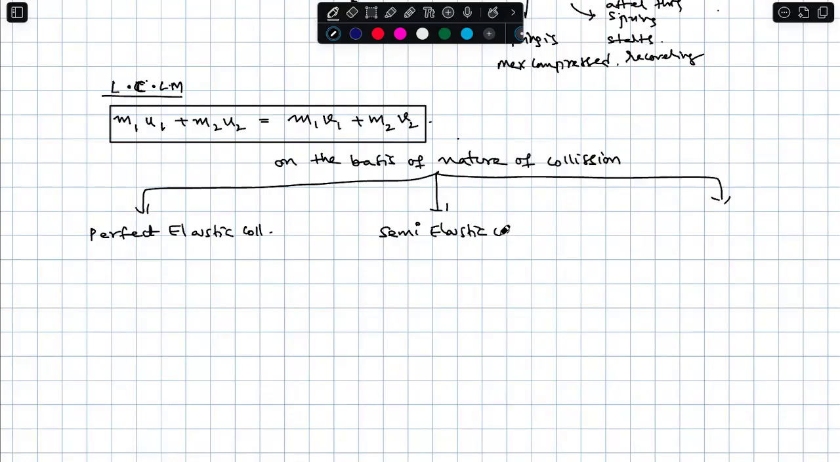Semi-elastic collision and perfect inelastic collision.